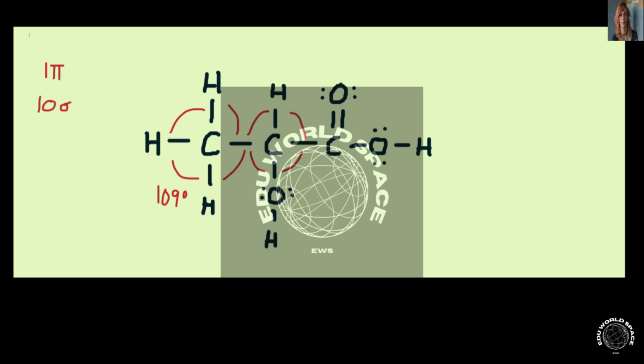Now, for this carbon, it's surrounded by 1, 2, 3 electron domains. So you're actually going to have a trigonal planar structure, so they're each going to have a bond angle of 120 degrees. So these two are tetrahedral, so they'll both have a 109-degree bond angle, and this one is trigonal planar, so it will have a 120-degree bond angle. So those would be the bond angles for our specific carbons in our sample.